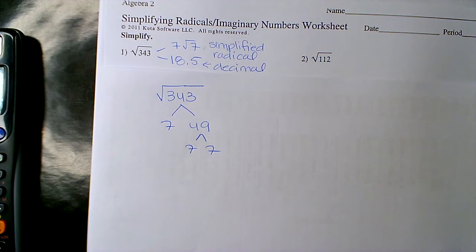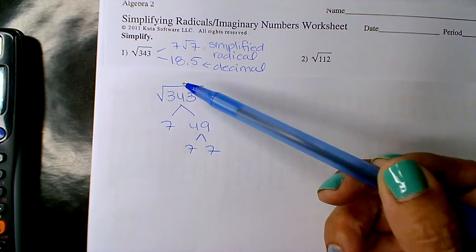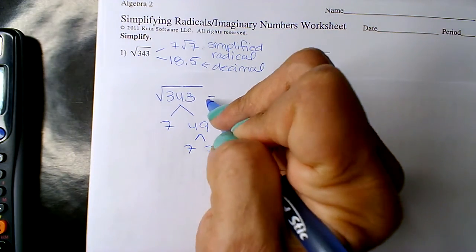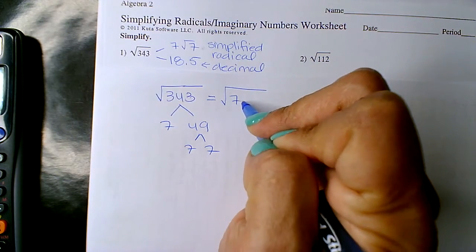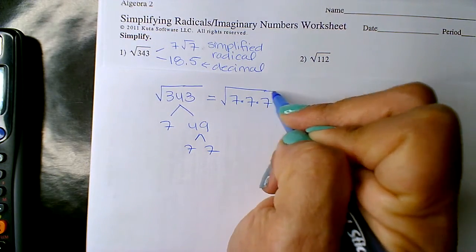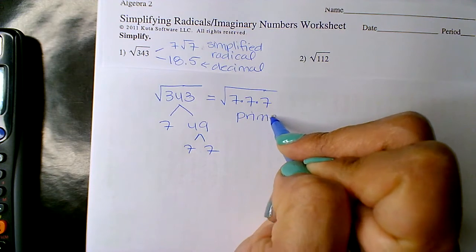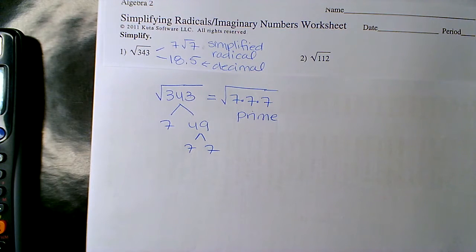All right, so if you do the factor tree, 343 is made up of 7 times 7 times 7. You understand that these are prime numbers? Yes? You remember that? Okay. So why is the calculator giving you 7 rad 7 as a simplified radical?